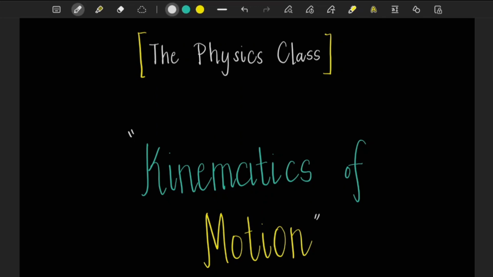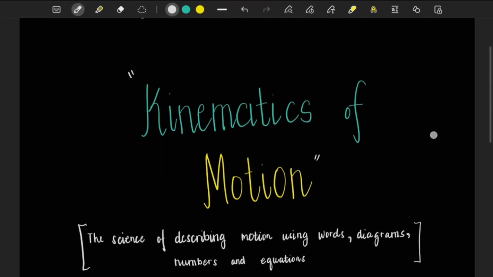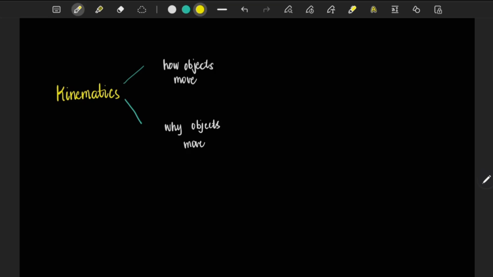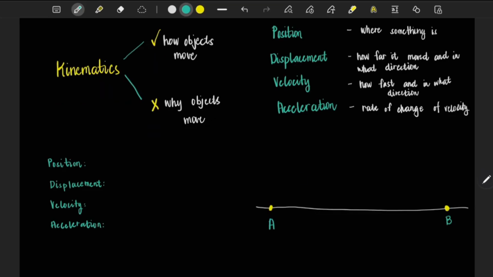Today we will be diving into kinematics of motion, the science of describing motion using words, diagrams, numbers, and equations. Kinematics focuses on how objects move and not why objects move. We describe motion using four key terms: position, displacement, velocity, and acceleration.